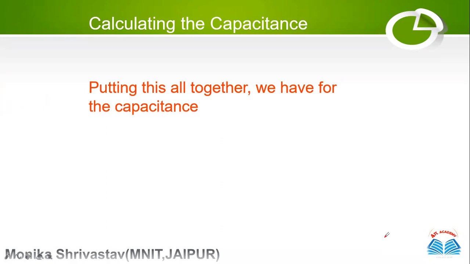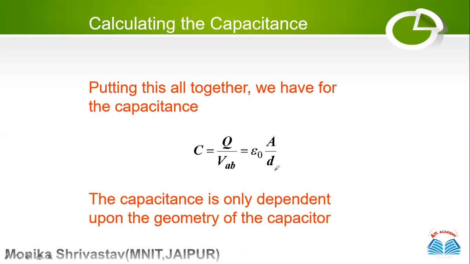And putting this all together, we have for the capacitance, C = Q over V_AB. Putting in the value of this potential difference, we get epsilon naught A over D. We'll use this formula while calculating the capacitance for a system of capacitors. So the capacitance is only dependent upon the geometry of the capacitor, not the potential difference and not the dielectric material, just the geometry of that capacitor.